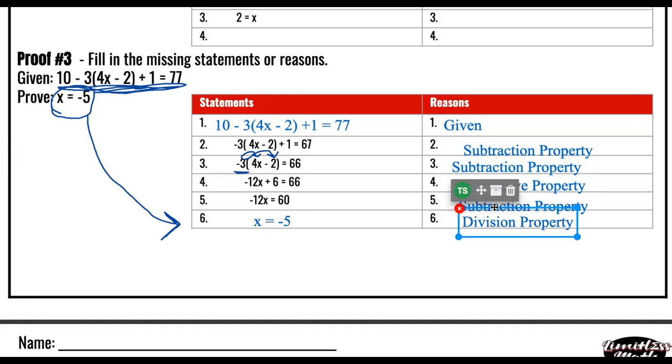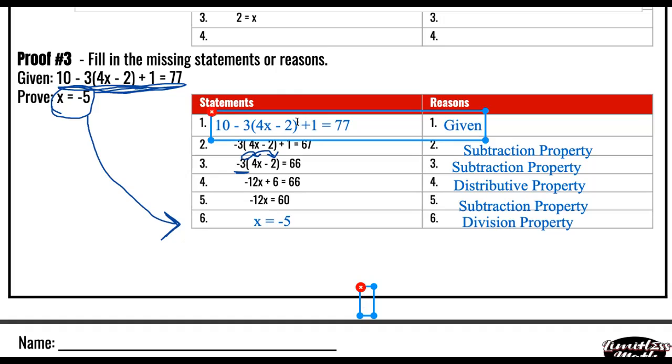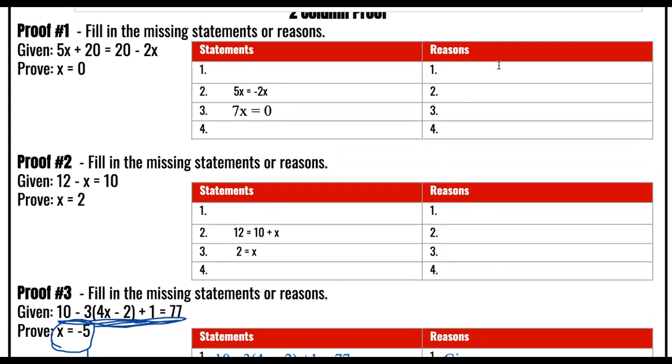Okay, and that is a 2-column proof. Now, we were lucky this time because they gave us the majority of the statements. When you move into the next lesson, 2.3, they will not give you the statements. You will have to come up with the entire proof from start to finish, okay? So this is the skill we're working on in this lesson, to be prepared to do it all on our own in the next one. Okay, so now that you've seen proof number 3, you should be able to go back and do 1 and 2. Take your time, justify every single step.